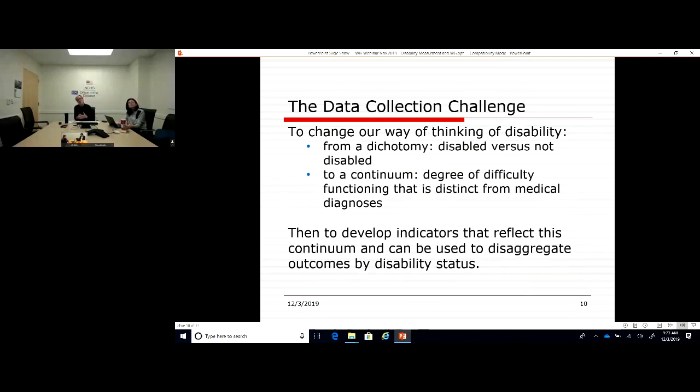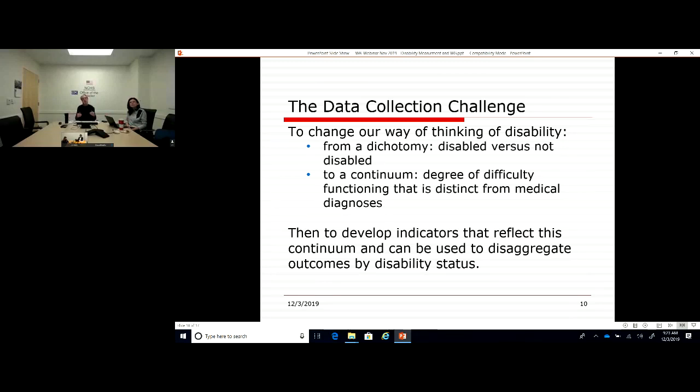And that change in thinking means that we have to change how we collect disability data. We have to move away from that dichotomy that I told you about, disabled versus non-disabled, to begin to try and describe a continuum of functioning. And if you think of functioning along a continuum, you have at one end a person who has no difficulty doing anything at all, to at the other end of the spectrum, a person who has severe difficulty doing multiple things, and everything in between that.